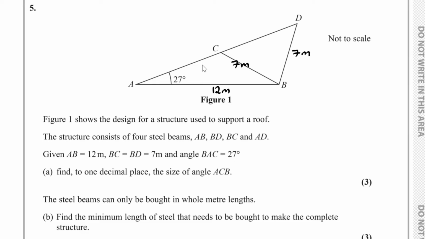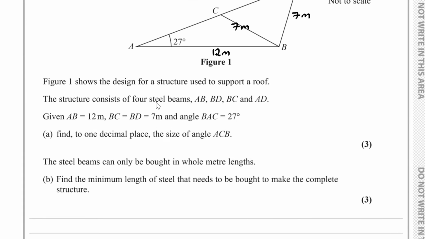So to work out that angle, of course, we have a length opposite to that angle, and for this length we have an angle opposite to it, and therefore we can use the sine rule. So we have the size of the angle ACB, which we can find. So we have the sine of ACB over 12, and this is equal to the sine of 27 over the 7.